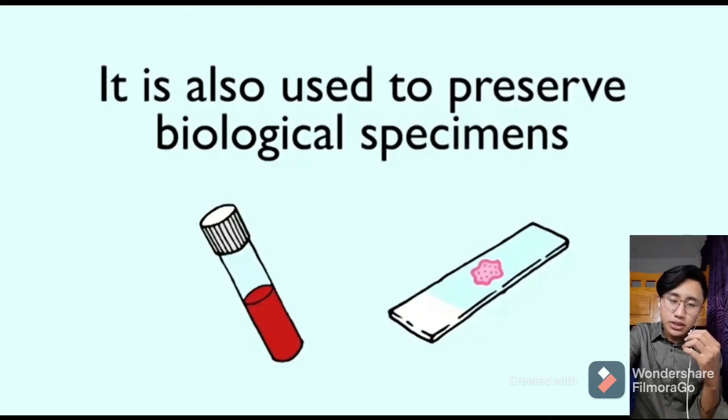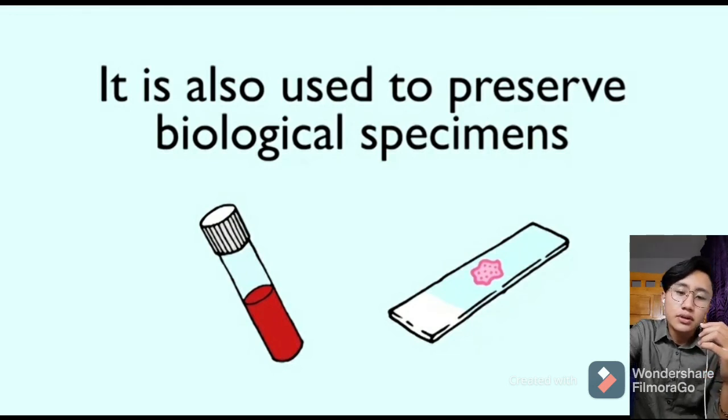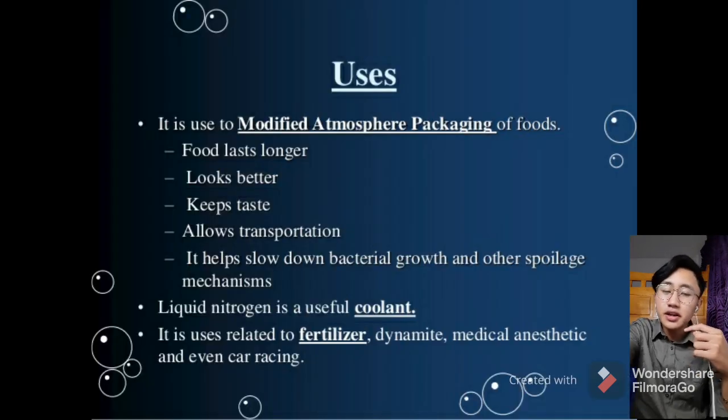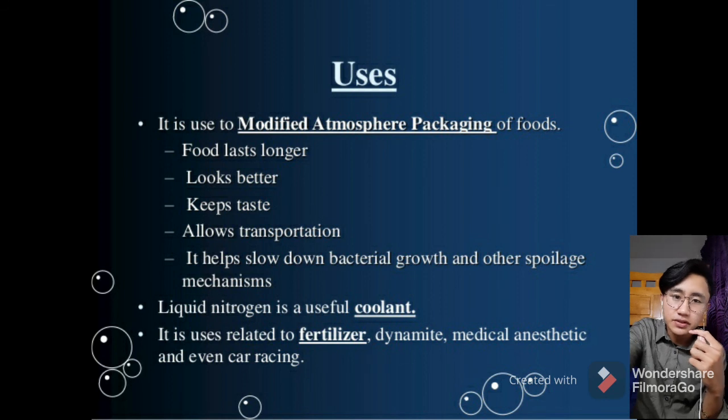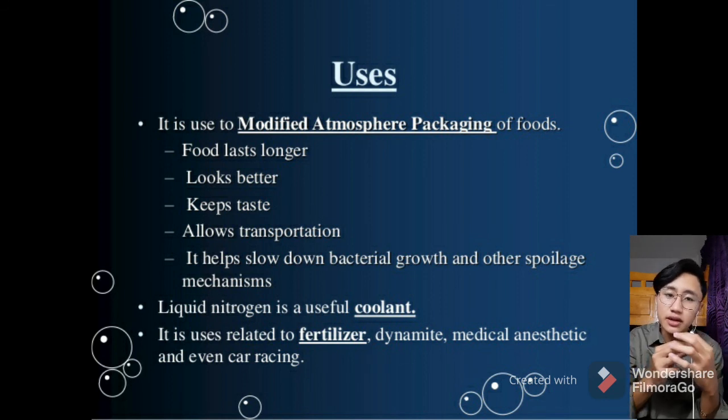Next, we have liquid nitrogen. Liquid nitrogen, as we all know, is very cold. So it is very useful in medical uses. It is also used to preserve biological specimens such as blood and tissue samples. Now here is the list of the uses of nitrogen in our daily life and industrial application.